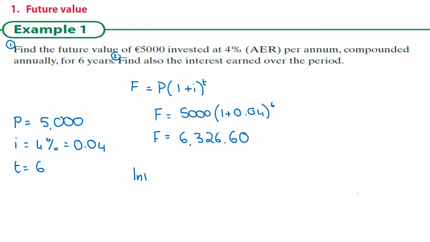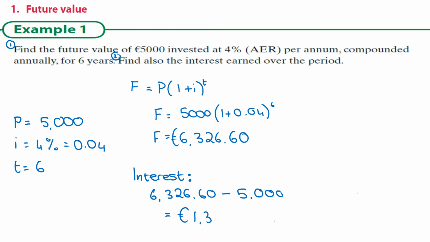So the interest can be easily calculated by getting the difference between what my investment will be worth in the future and taking away what it is currently worth. So your previous answer minus 5,000. That gives us the interest, and I should use my euro symbol here, €1,326.60. So very straightforward. This kind of question was something we saw at Junior Cert.